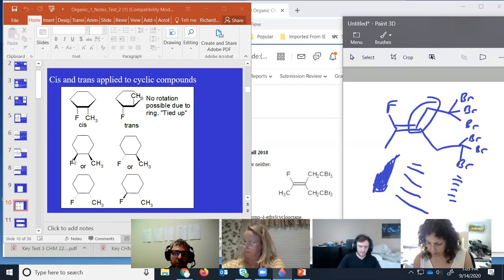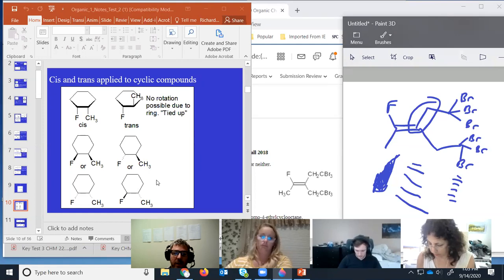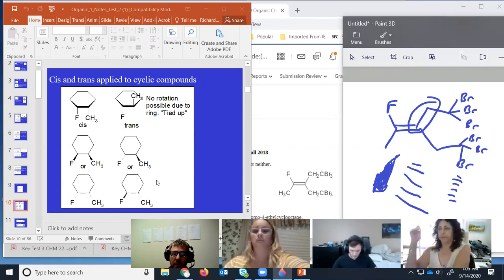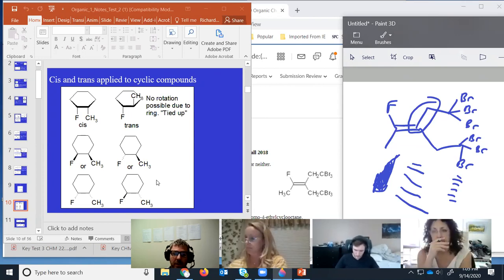So if you've got two wedges, it means they're on the same side, both pointing up. If you've got two dashes, it means they're both pointing down on the same side. And in the case of trans, if one's up and one's down, as you can see, there's two possibilities, but they're still going to be trans. Anybody have any questions?